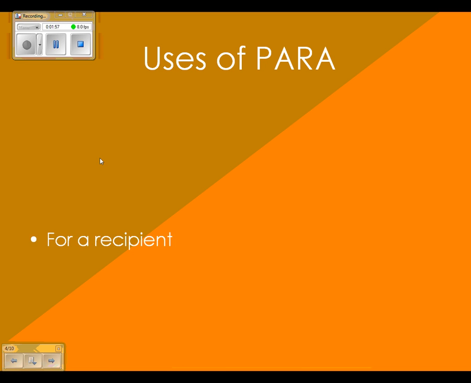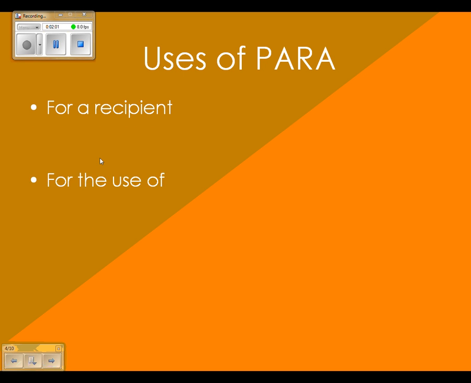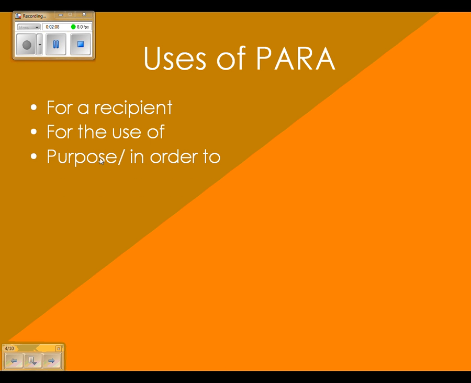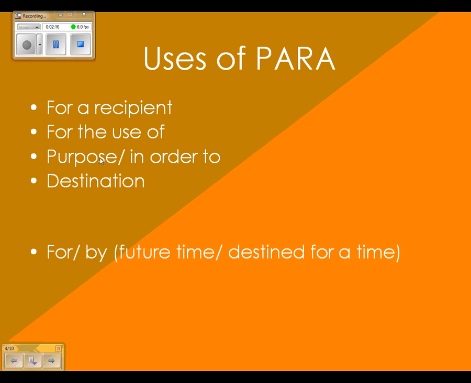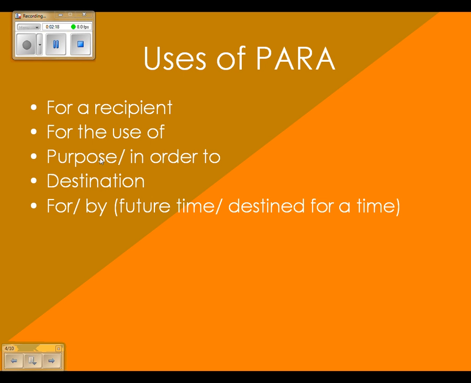Uses of para. For recipient: el coche es para ti. For the use of: el bolígrafo es para escribir. Purpose, in order to: trabajamos para ganar dinero. Destination: salgo para España.